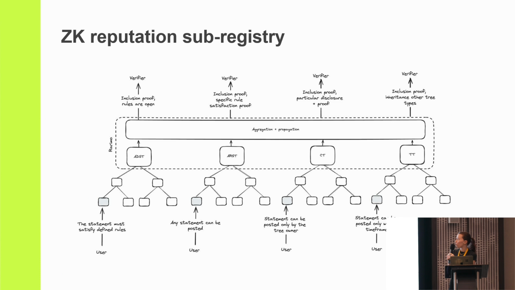So at the moment, we're focused on building out what we call the ZK reputation sub-registry. And this is kind of the start of moving your entire social graph into a private but verifiable state. So this registry in particular supports all sorts of next-gen social use cases. We have new forms of social media being built on top of it.